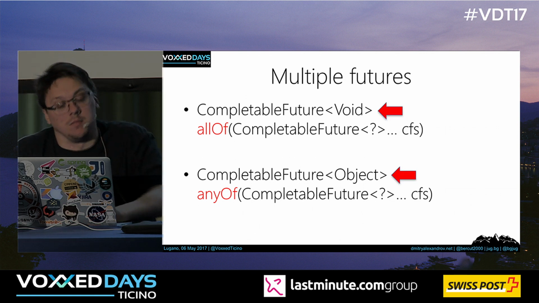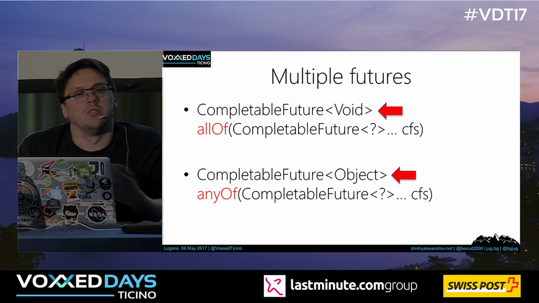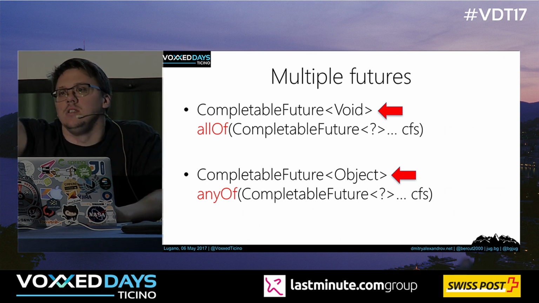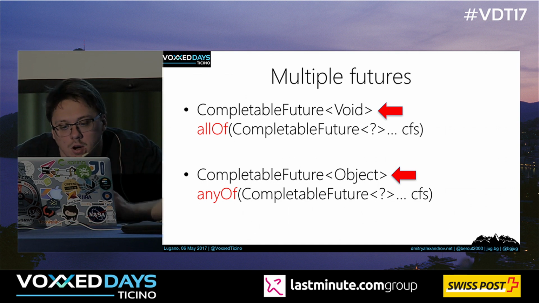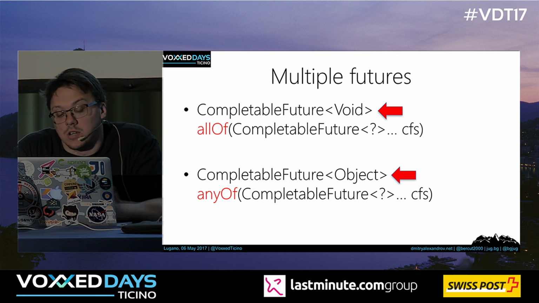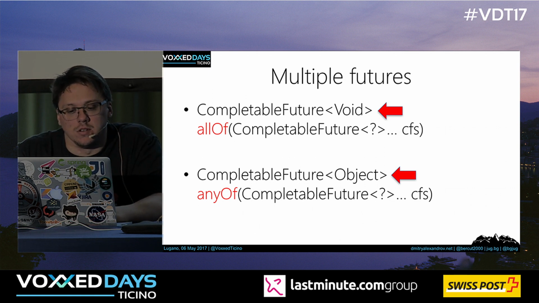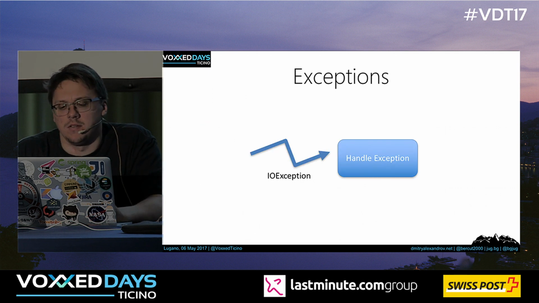But have a look at the return types. The return type of allOf is void. We cannot predict what the future will actually be: it could be an object, an integer, void, or something else. So void is the only option for allOf, and for anyOf it is Object. So it's hard, and these functions are rarely used. I never used them in my life.